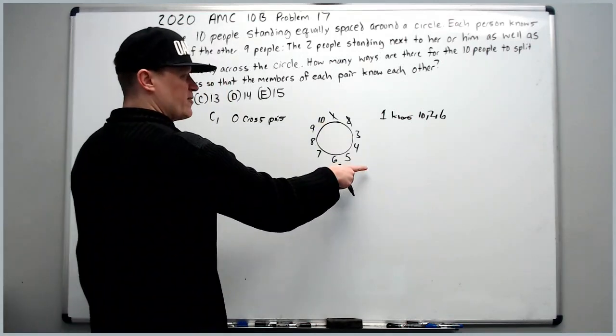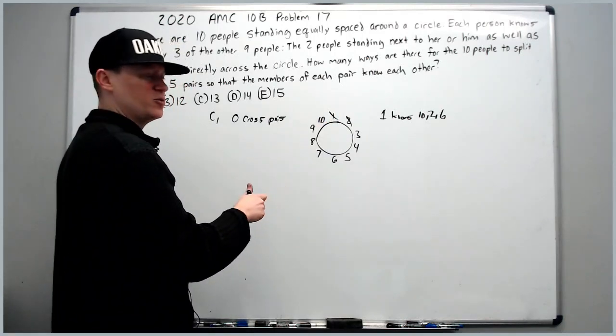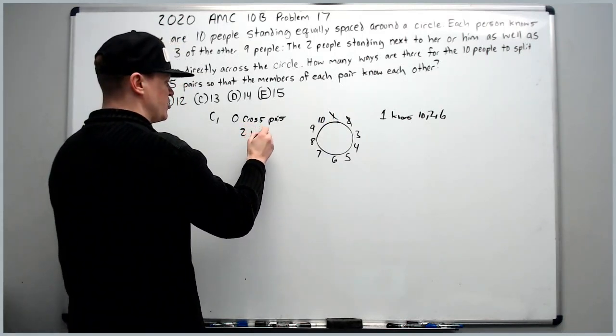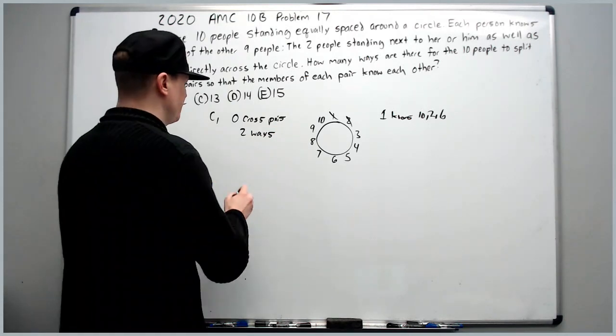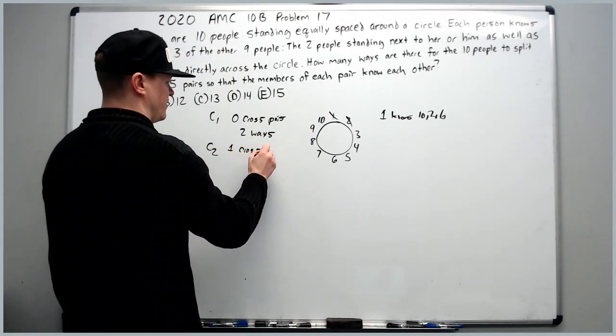So there's one way if 1 goes to his right to pair up, and one way if 1 goes to his 10 to pair up. There are 2 ways under that case. Let's go to case 2, 1 cross pair.